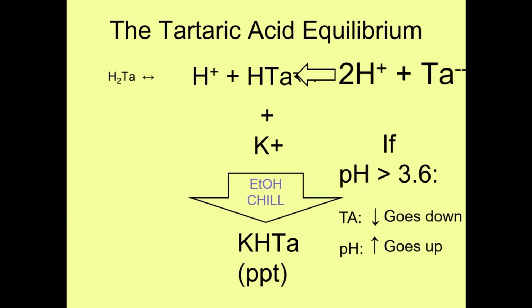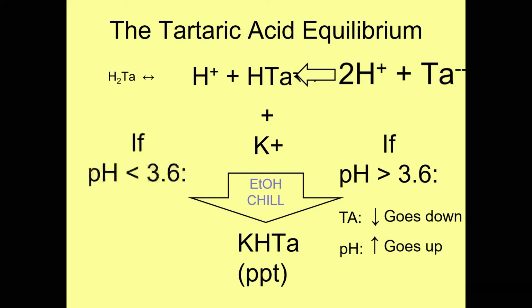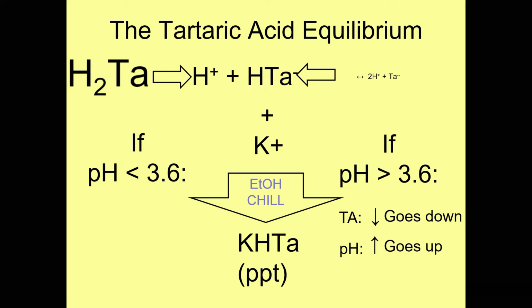However, the weird thing is that if we're on the other side, where the tartaric acid equilibrium is more important, below 3.6, when we cold stabilize, the TA goes down just as it does above 3.6, but the pH goes down. So we're going to take advantage of these two, and that's got a lot to do with how we're going to bring our wines in on target in different styles.